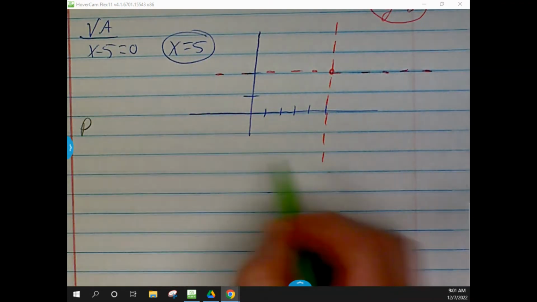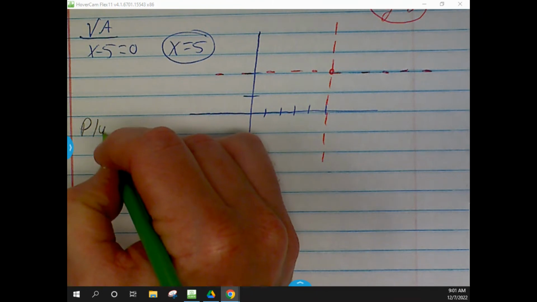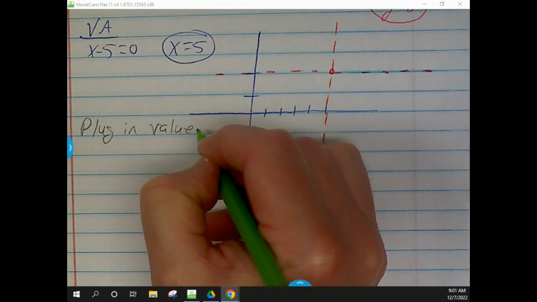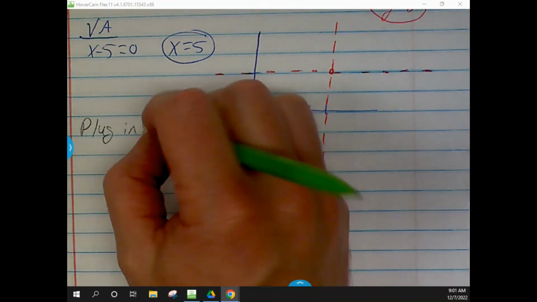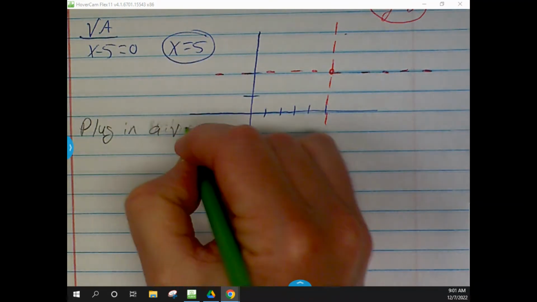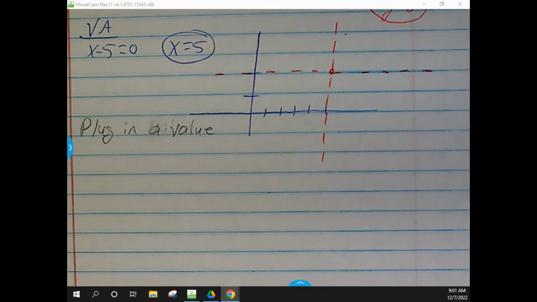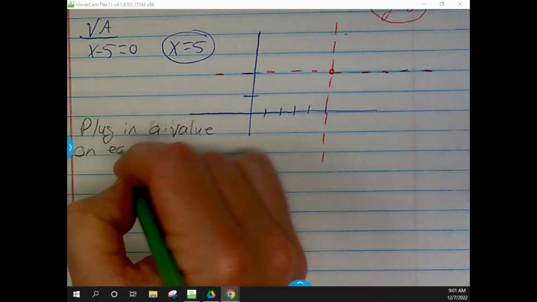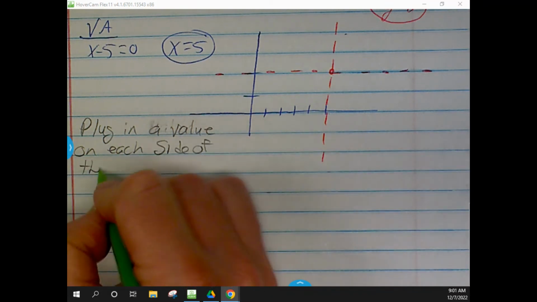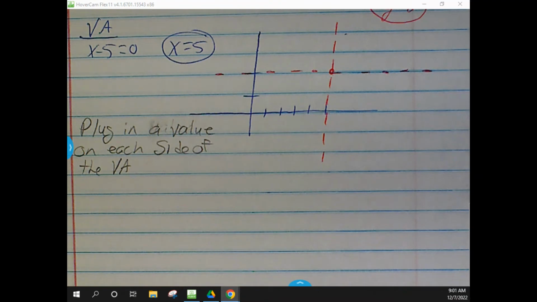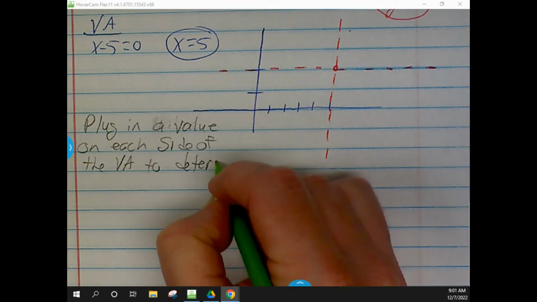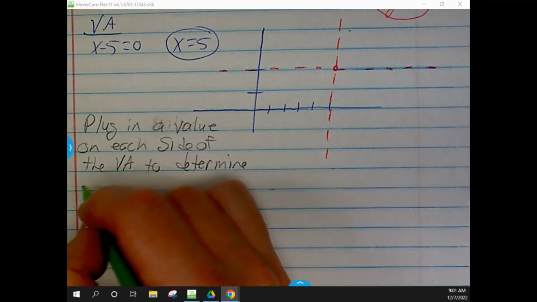We're going to do this in this corner down here because we're not going to do much here. You're going to have to plug in values, or a value, on each side of the vertical asymptote to determine where the graph goes.